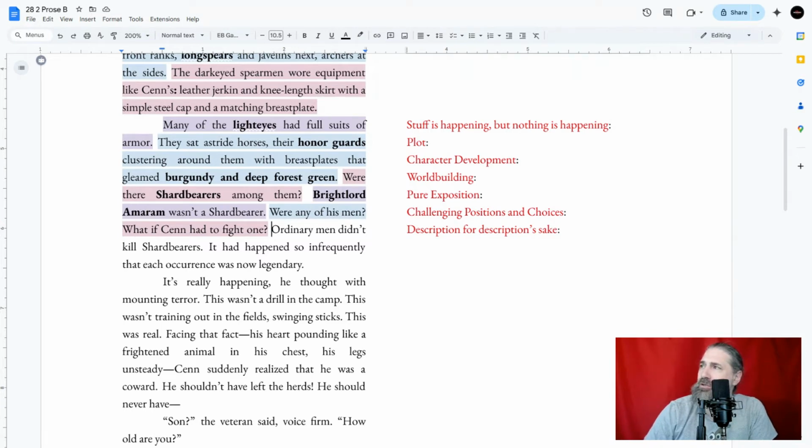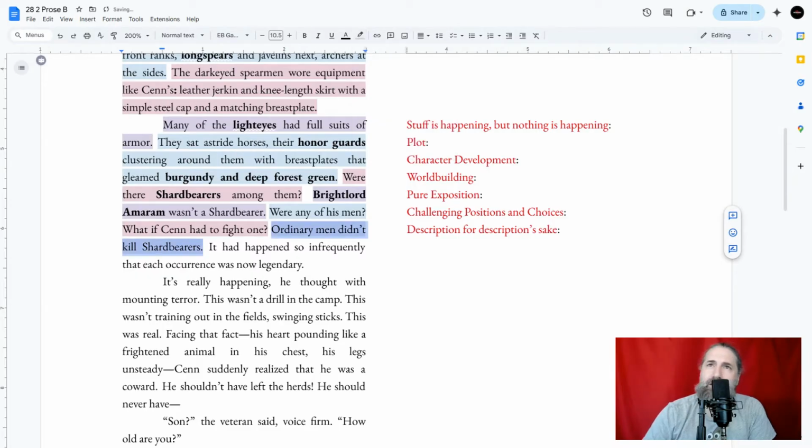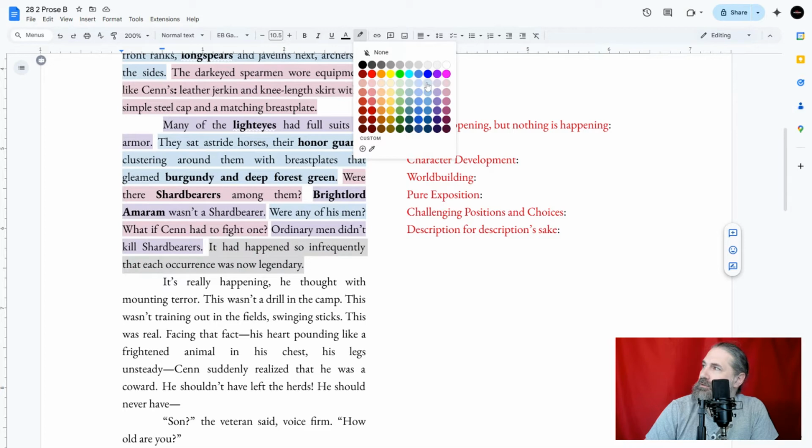Ordinary men didn't kill. Ooh, okay, so this becomes world building, character development, and it also is plot because it is foreshadowing. Ordinary men didn't kill shard bearers. Ordinary men. Okay. So that's world building, but it's plot because of foreshadowing. It had happened so infrequently that each occurrence was now legend. All right. So let's do this.